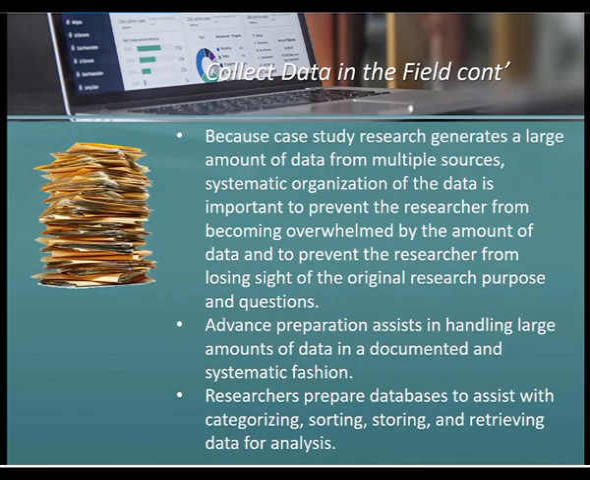So because case study research generates a large amount of data from multiple sources, you must be systematic in organizing your data so that some of the data might not be lost. For example, you have interviewed someone and you forgot to put in the transcript of the interview, and sometimes it's lost and so on and so forth. So your documentation of the data is critical for case study.